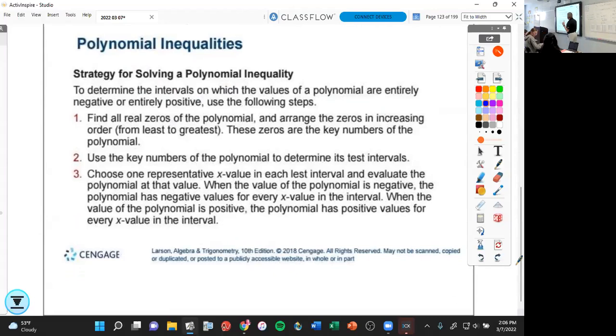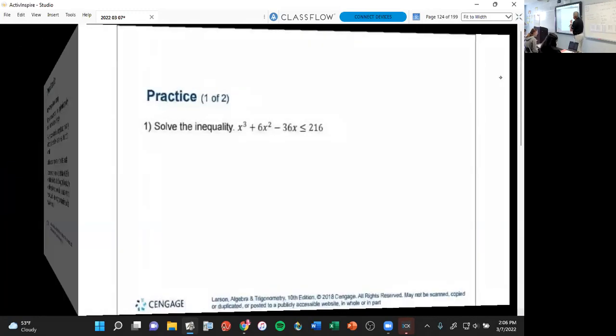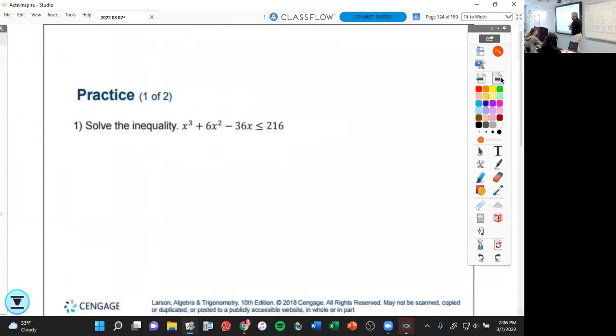Number one, find all the zeros. Put the zeros in order from small to large. Those are our key numbers. Those key numbers will break up our number line into test intervals. Once we have the number line broken up into intervals, we'll choose a number from each interval to see if we get a true statement or a false statement. That's it. Now let's do an example.